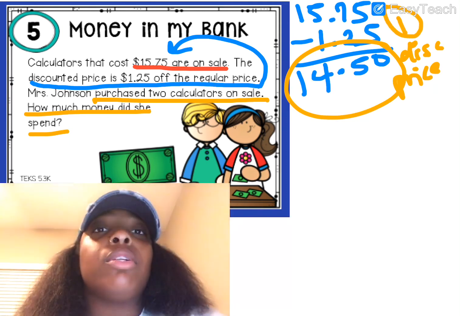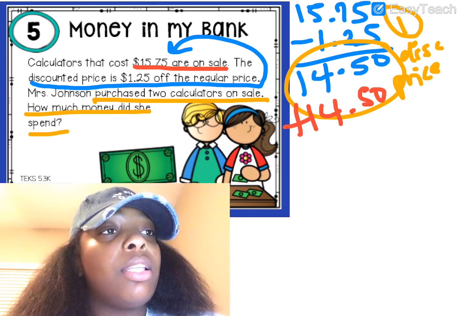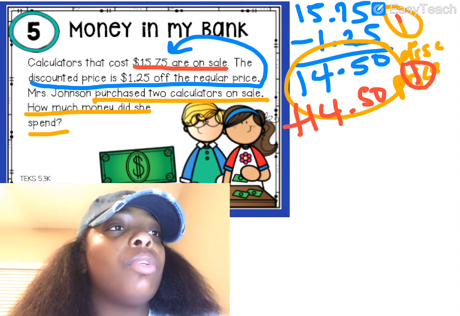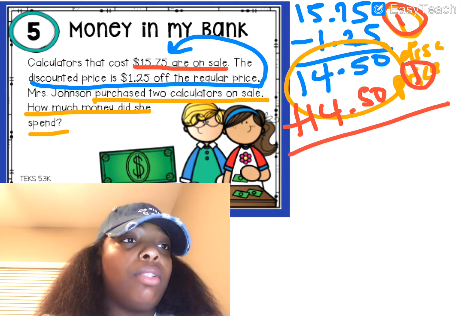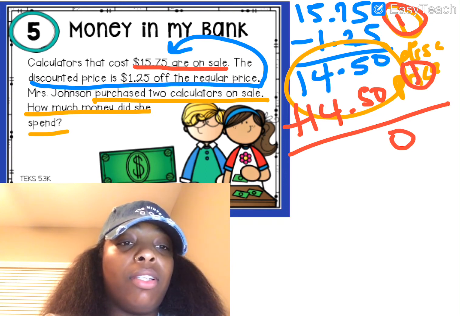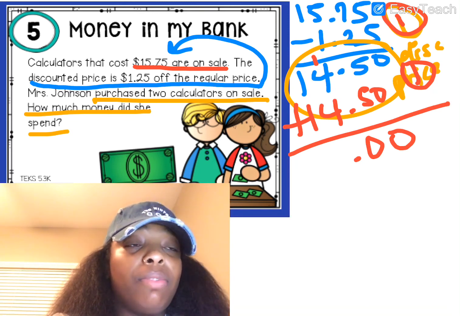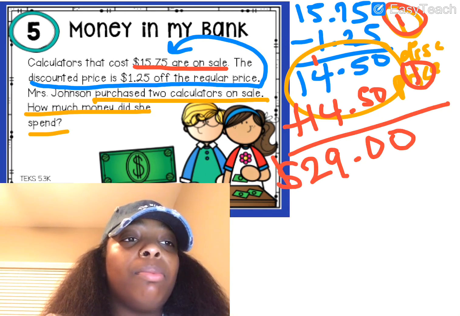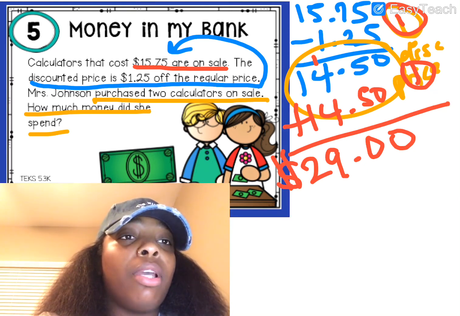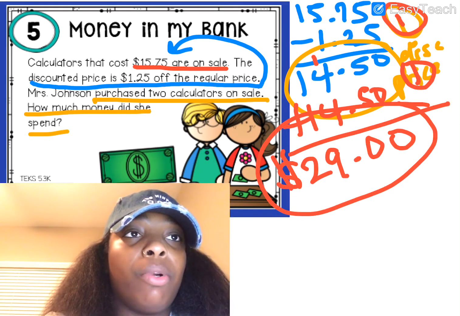So in order to know how much 2 is, we're going to have to add another $14.50 for another one. So 1 is $14.50. 2, you have to add it twice. So 0 plus 0 is 0. And 5 plus 5 is 10. Make sure you have your decimal. Carry the 1. 4 plus 4 gives us 8 plus 1 is 9. And 1 plus 1 gives you 2. So simply put, Miss Johnson purchased 2 calculators on sale and spent $29 on those 2 calculators that were on sale.